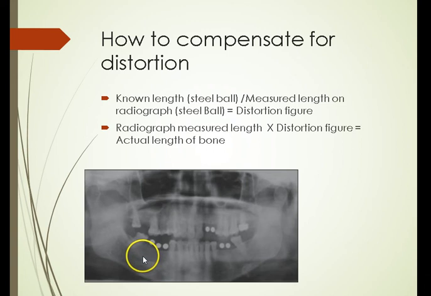For example, let's say we're thinking this is the nerve. It's not, but just for the example, let's say this is a nerve. So you'll measure this distance and then multiply it by the distortion. That will give you the actual length of the bone from here to here. All right.